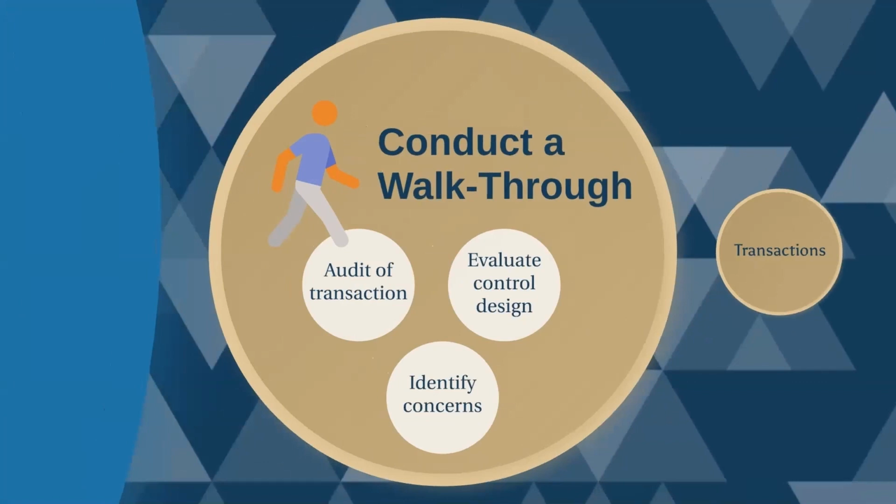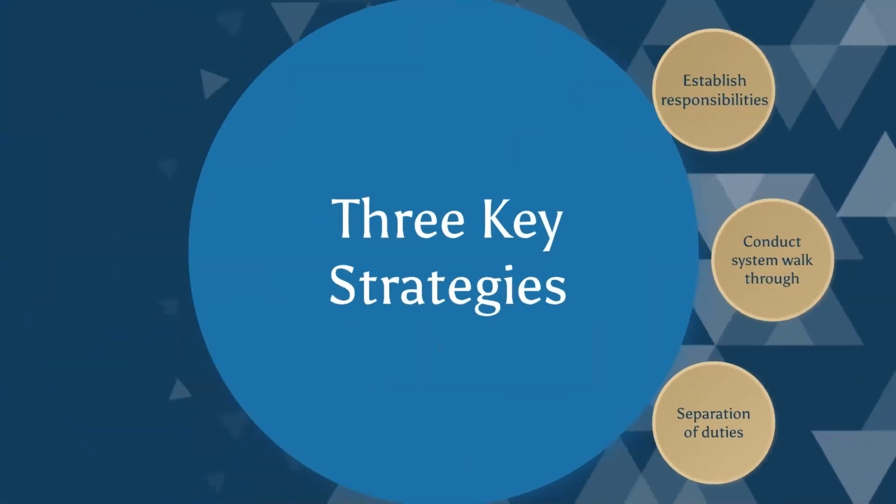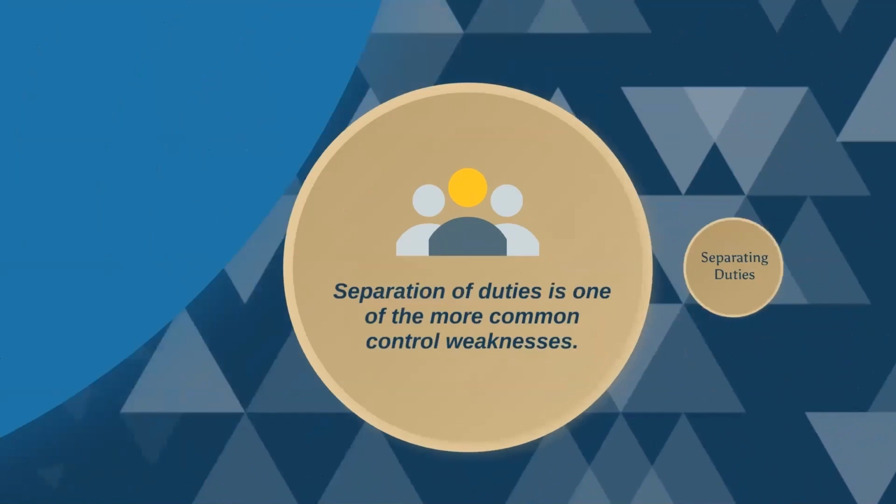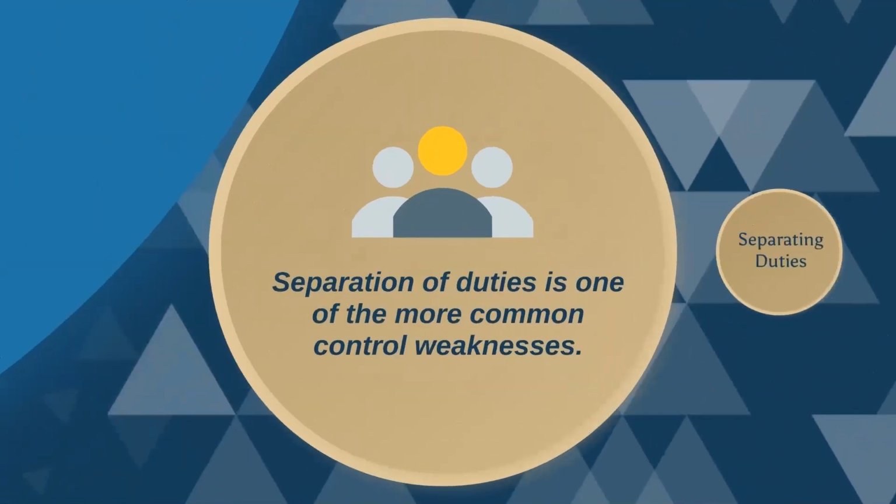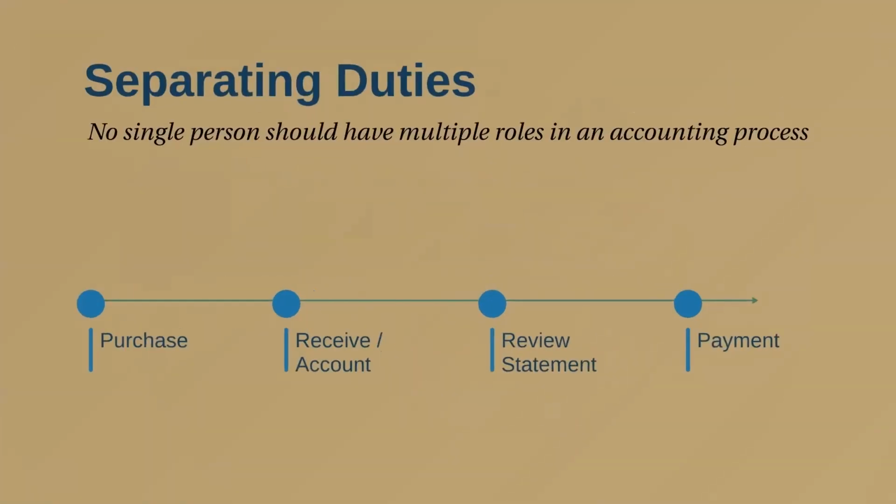After mapping out a walkthrough, focus on applying a critical element of internal controls called segregation or separation of duties. Separation of duties is one of the more common control weaknesses. The general premise of separation of duties is that no single person should have multiple roles in an accounting process. For example, imagine an office where one employee is allowed to use a company credit card to make purchases, receive and account for these purchases, review the credit card statement, make payments on the credit card, and balance the organization checkbook. No separation of duties exists here.